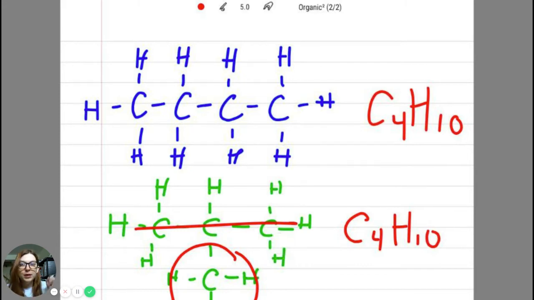So a methyl group is a 1 carbon group, meth, 1 carbon, and that YL tells you that it's dangling off of a different chain. So these guys are isomers of each other because they have the same chemical formula, but they are built differently.